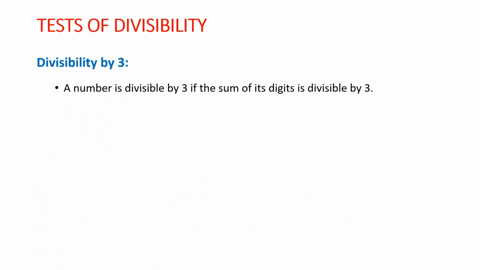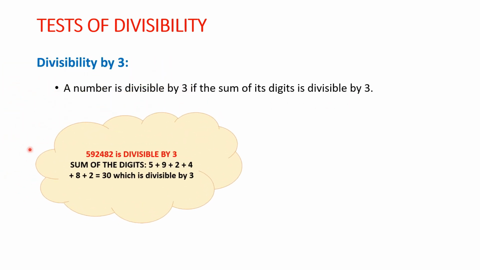Divisibility by 3. A number is divisible by 3 if the sum of its digits is divisible by 3. Let's take an example. Let's consider the numeral 592482. To find whether the given numeral is divisible or not, first we have to find the sum of the digits of the given numeral. So here the sum of the digits is 5 plus 9 plus 2 plus 4 plus 8 plus 2, which gives 30. That means 30 is divisible by 3. Therefore, the given numeral 592482 is also divisible by 3.